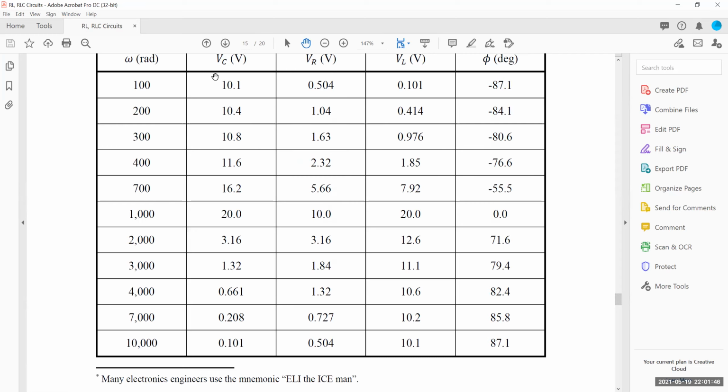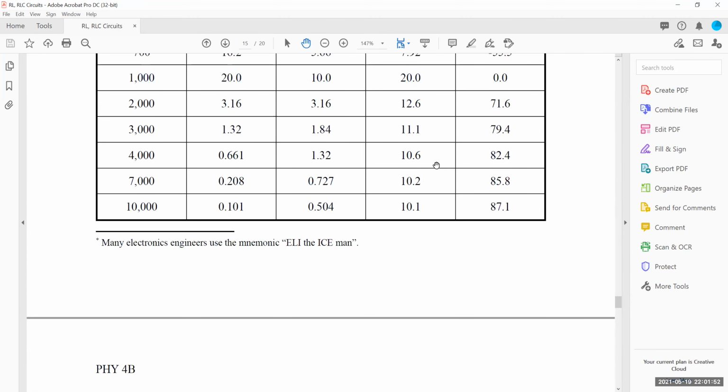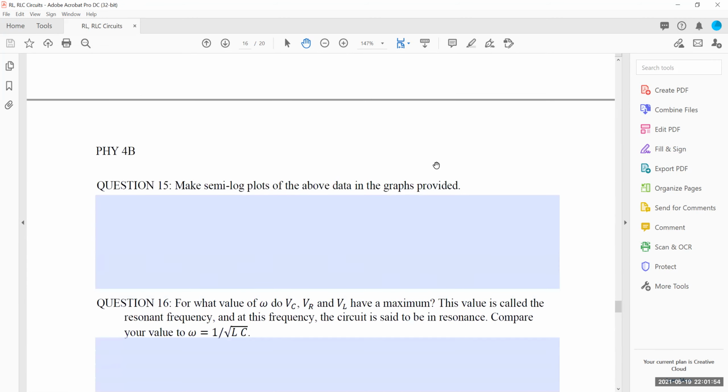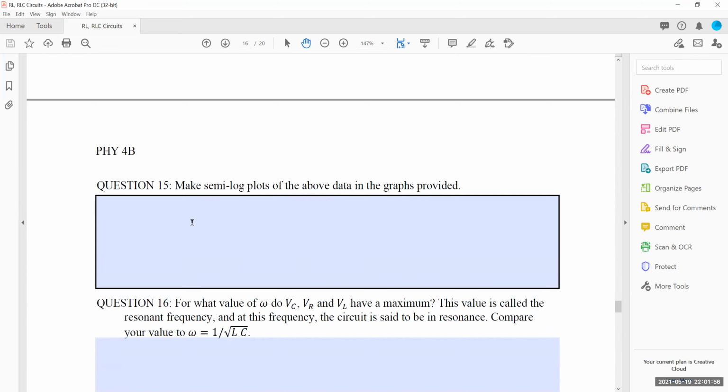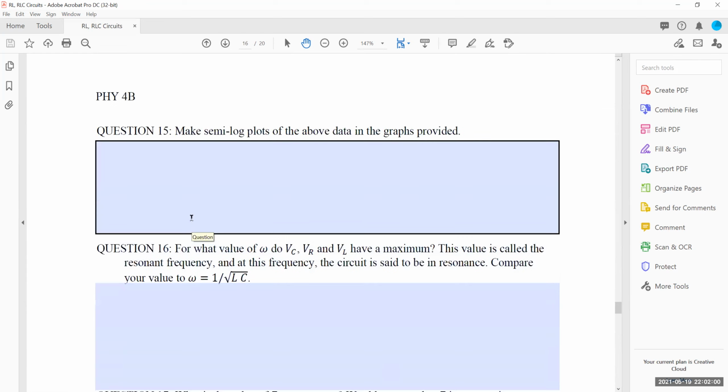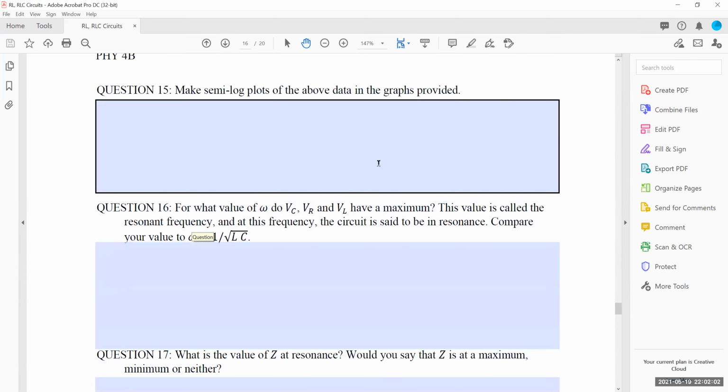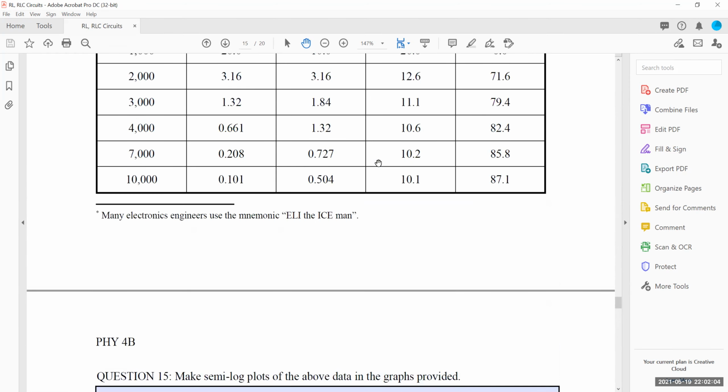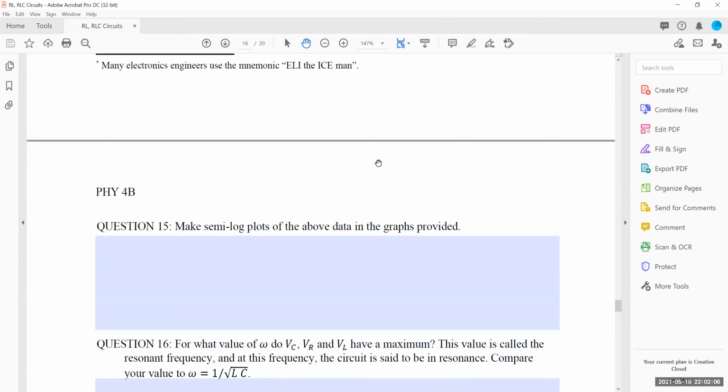Okay. So what you're drawing in here is VC as a function of ln of omega and so on and so forth. And basically make a semi-log plot in the graph provided below. So in here, just make sure that you say that you did it in the bottom in here. If you're not sure about this one, you can use Excel, okay? It should really be not too hard to do in Excel.